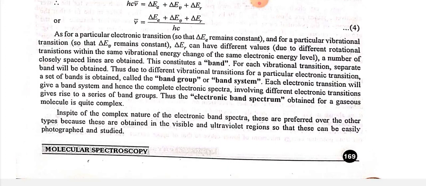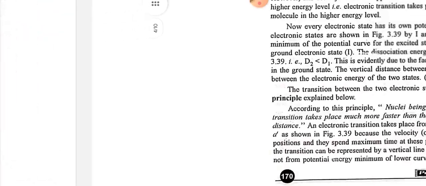Thus, due to the different vibrational transitions of a particular electronic transition, a set of bands is called a band group or a band system. Each electronic transition will give a band system, and hence a complete electronic spectrum involving different electronic transitions gives rise to a series of band groups. Thus, the electronic band spectrum obtained for a gaseous molecule is quite complex. In spite of the complex nature of electronic band spectra, they are preferred over the other types because they are obtained in the visible and ultraviolet region, so that these can be easily photographed and studied.